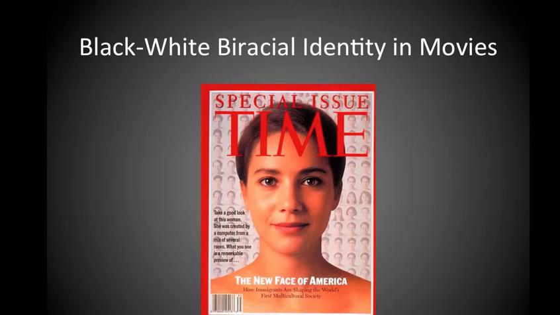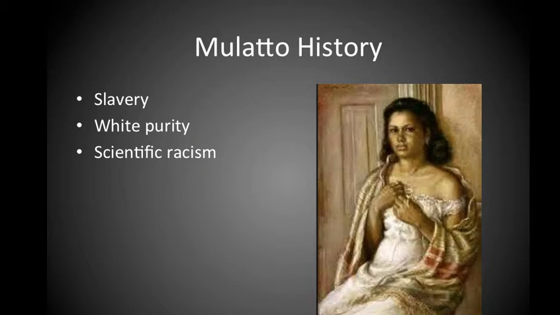In this lesson, we will discuss biracial identity in the United States and how it is portrayed in mainstream Hollywood film. One of the most racist acts in American history was slavery. During slavery, black women were property and, as such, used as sexual objects for white slave masters.